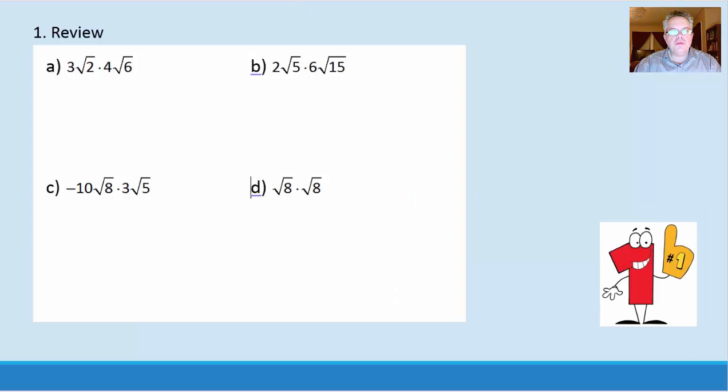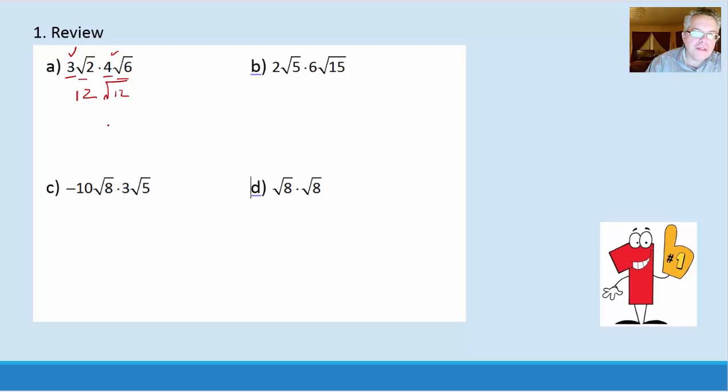Let's start with a little bit of review. So we've done this kind of problem before. We want to multiply these expressions. There's actually four things being multiplied in the first thing. We have a 3, a square root of 2, a 4, and a square root of 6. We can multiply the whole number parts first. Since it's all multiplication, we can multiply in any order we want. 3 times 4 is 12. And then square root of 2 times square root of 6 is square root of 12. And that's true, but we can simplify it a little bit.